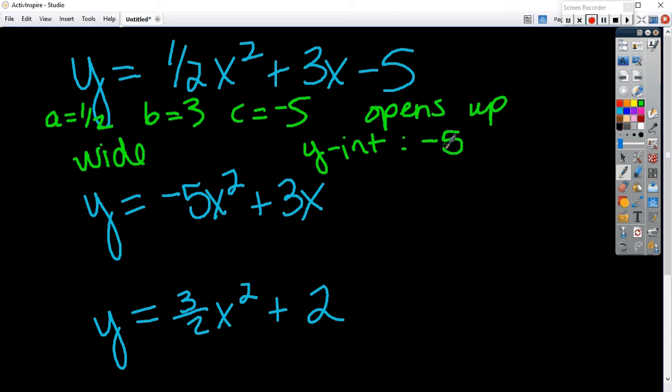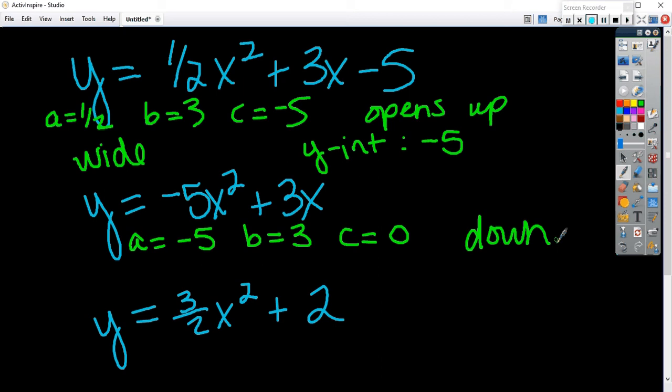How about the second one? What's A? -5. What's B? What's C? Up or down? Down this time, because that A is negative. Don't look at the negative when you answer this question. Only look. Are you confused, Bryce? Okay. Am I going too fast? Okay. Don't look at the negative. Just look at the 5. Is it skinny, wide, or average? Skinny. Because 5 is bigger than 1, right?